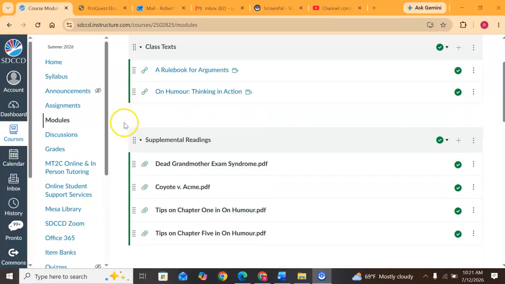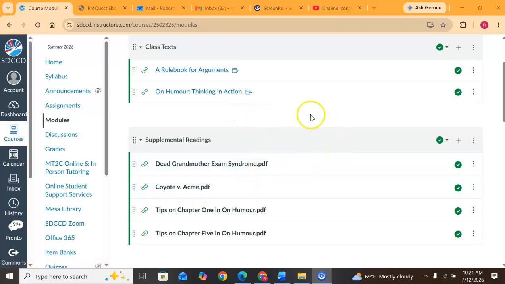And you'll see the two parodies: the dead grandmother exam syndrome, the parody of a research article. You probably figure out who the fool is in that one. And Coyote versus Acme, ostensibly written by an attorney. We know it's actually Ian Fraser, and you probably figure out who Fraser is using as the fool.